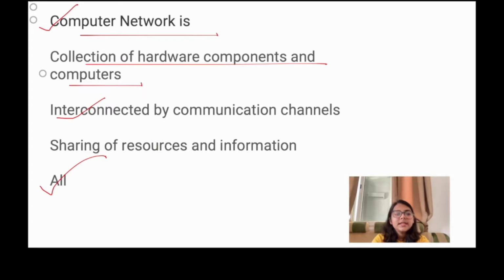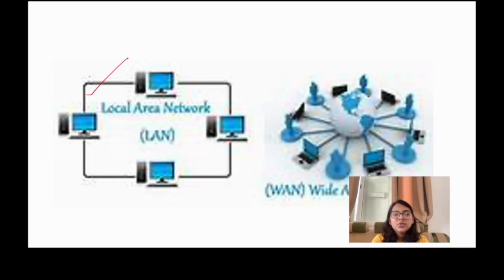And students, next, here you can see there are two types of network. Is there any difference between these two types? This is local area and this is WAN, that means wide area network. Is there any physical change, students, any difference between these two? Yes, we can say that this is limited, giving a limited network only, but this is connected worldwide. Students, are you able to see this?